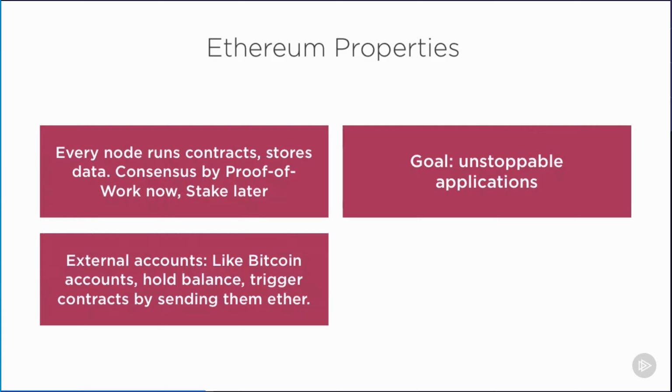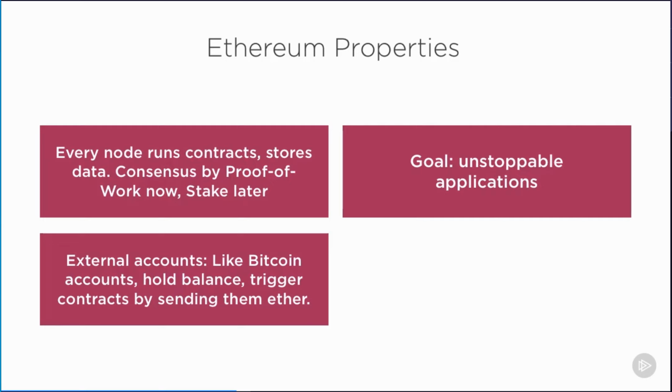In addition to contracts, there are also external accounts that act similar to Bitcoin accounts and hold a balance. External accounts can send Ether to each other and also trigger contracts to run by sending them messages and Ether. Contracts can also hold a balance of Ether. Unlike Bitcoin's system, in which an account balance can only be calculated by adding up all the unspent outputs, Ethereum accounts directly maintain a balance.